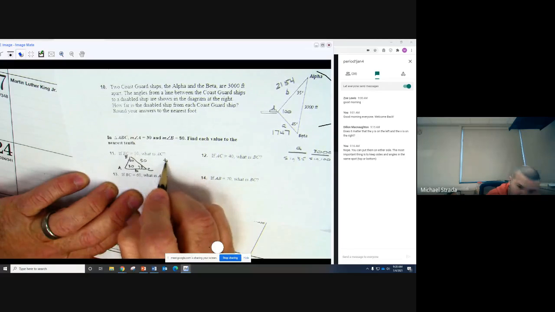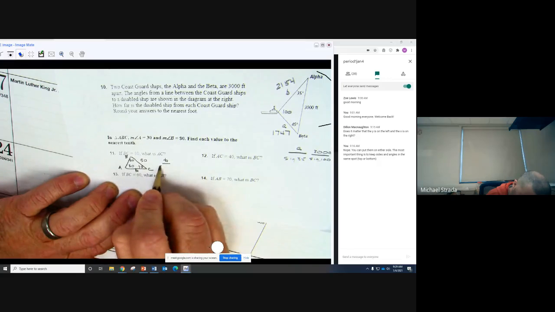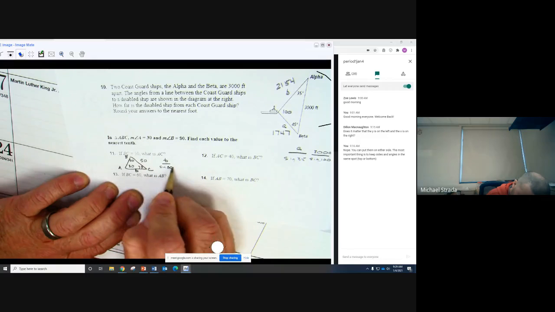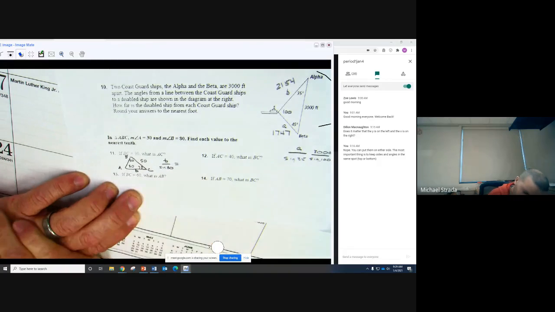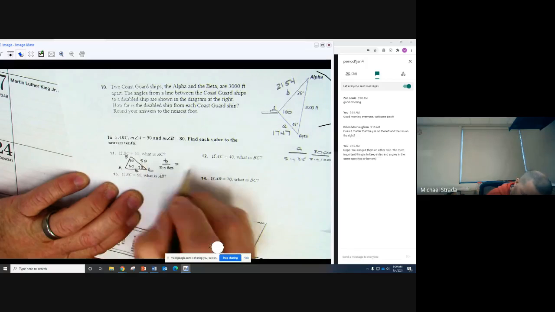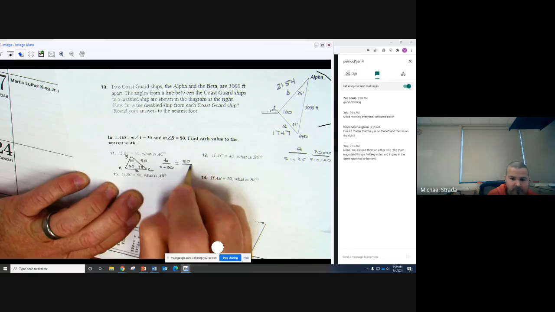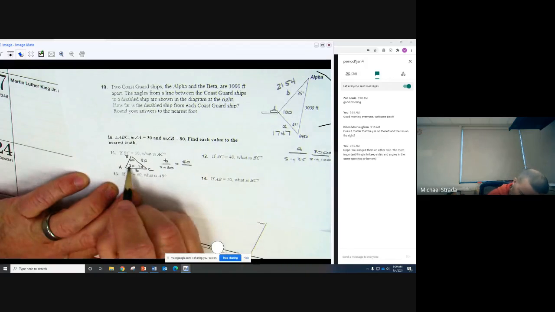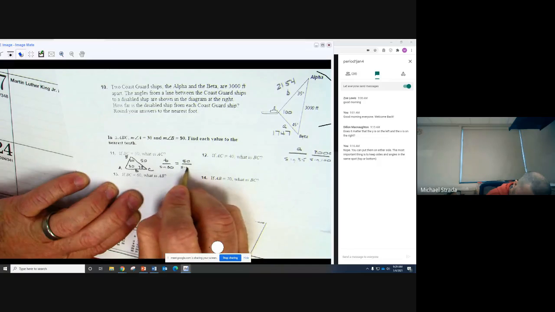So b is opposite the 80-degree angle, so b over sine 80 equals, the one side they give me is 50. That's what I'm always looking for, the side and the angle. The angle opposite is 30, so sine 30.